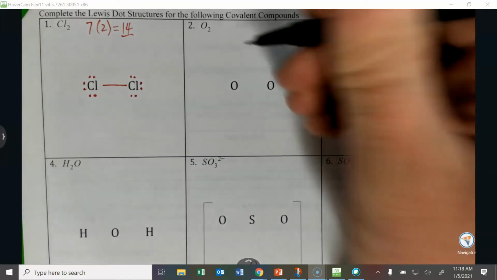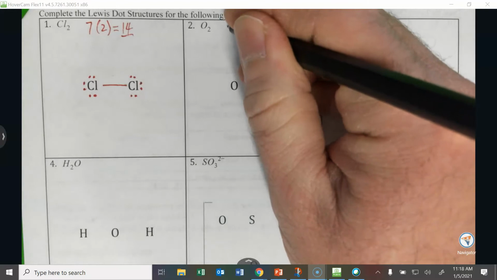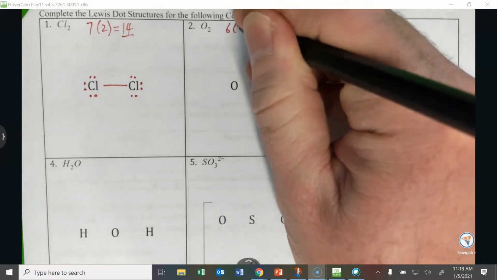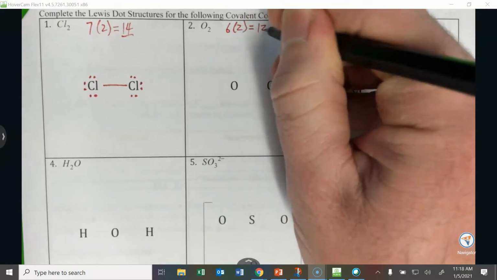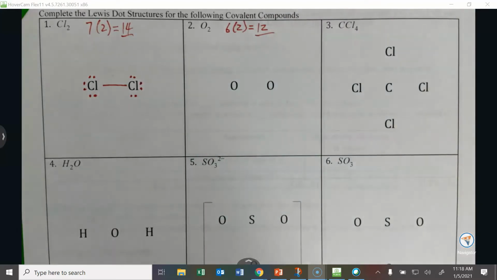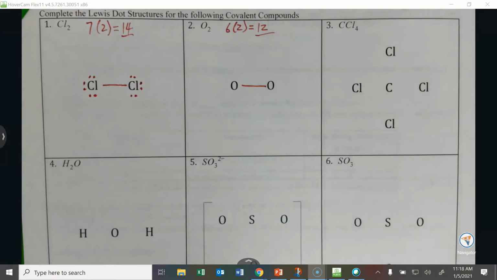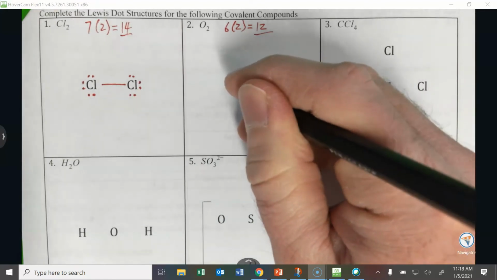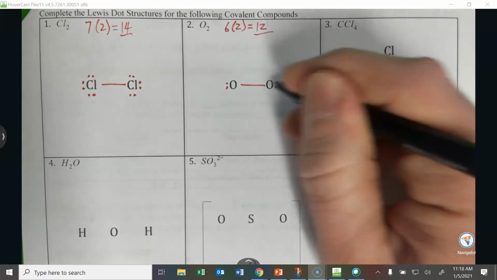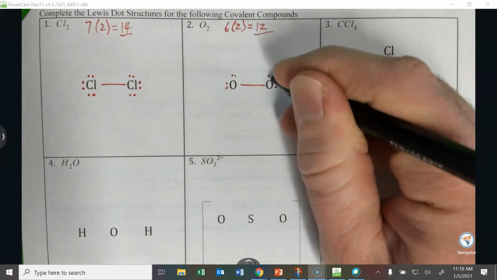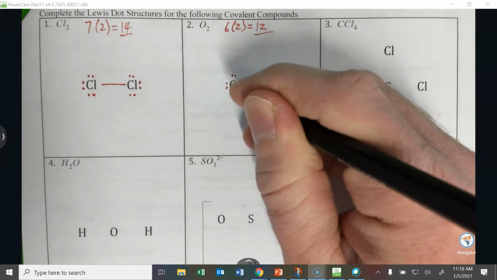Let's look at oxygen, O2. Oxygen's in group 16, so 6 valence electrons times 2 gives us 12. That's how many electrons I have to work with. Let's start with a single bond between them. All right, that's 2 valence electrons. Go to the outsiders. 2, 4, 6, 8, 10, and then 12.